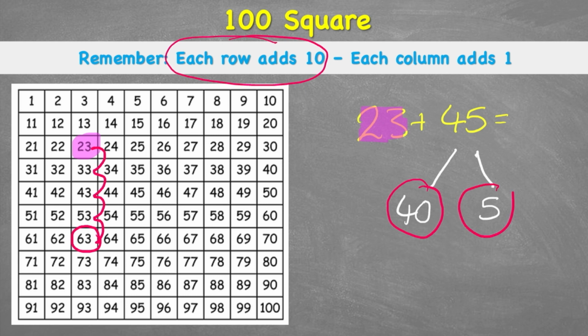Now I need to add my 5. So I can say 1, 2, 3, 4, 5. And I land on 68. So my answer to 23 plus 45 is 68.